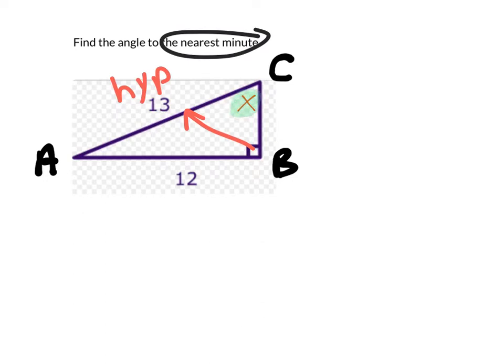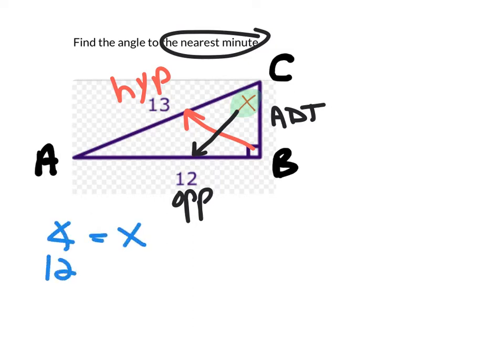So that means opposite would be the 12, and adjacent would be the side that you don't have any information about. So here we're going to label the angle as X, 12 is the opposite, and 13 is the hypotenuse.